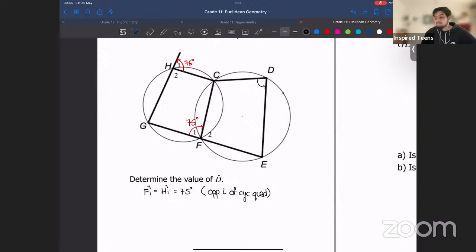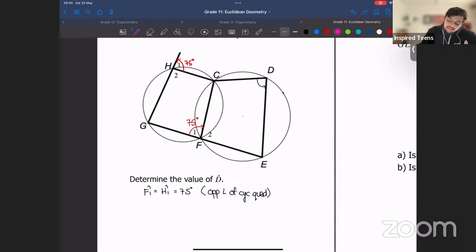I'm pretty sure it's in the examination guidelines. There's a table with all the valid rules, the way they want you to phrase it, in the paper. So you can have a look through those, and you'll find that this is what they would have for opposite angles of a cyclic quad. So we know that that's that.